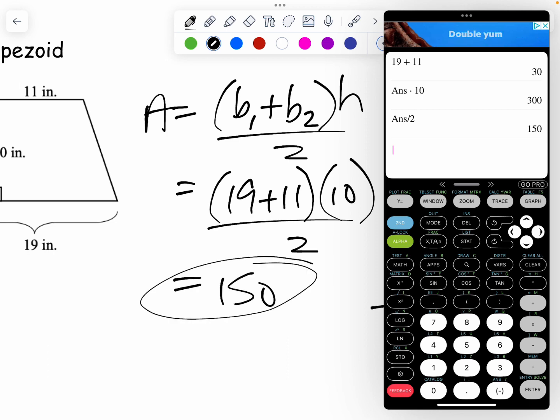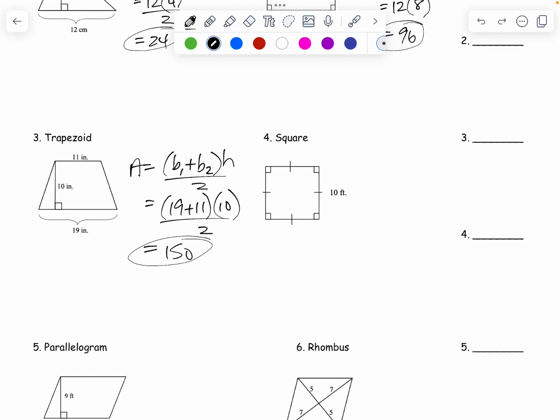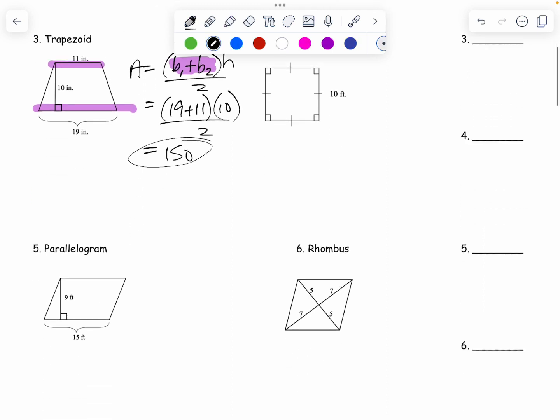Can you double check that you have the trapezoid formula correct on your note card? Look at this very carefully. Yes, it is a plus sign here. And remember that the two bases, I'm going to highlight this, those are the sides that are parallel. So the sides that look like train tracks, okay? The square is the same as the rectangle, so I will skip that one.